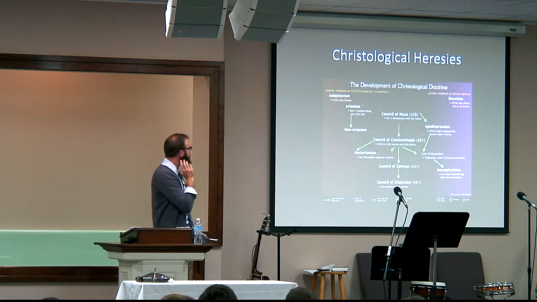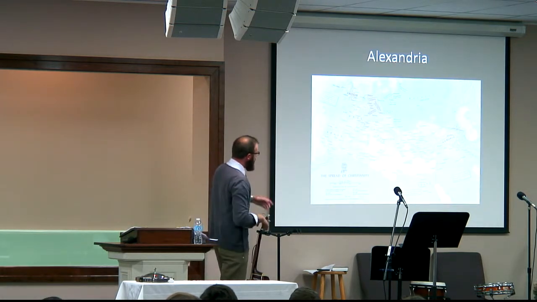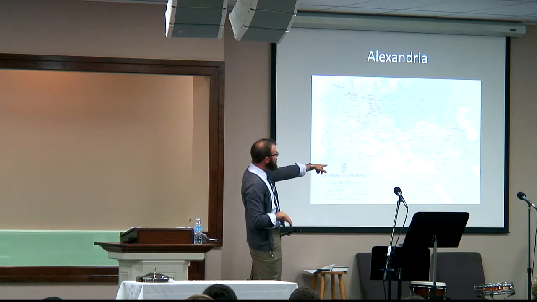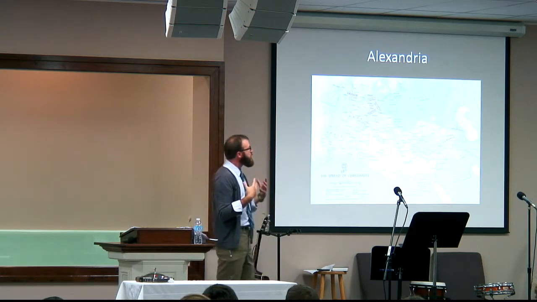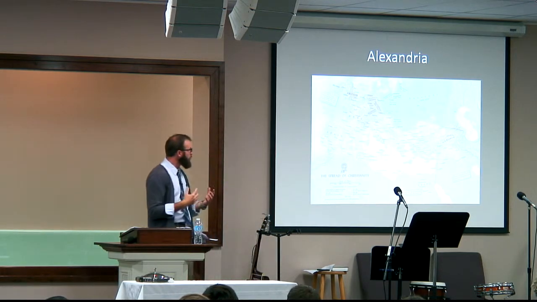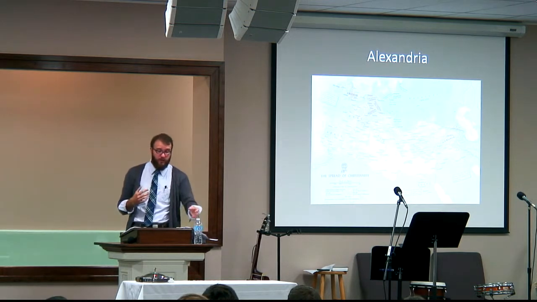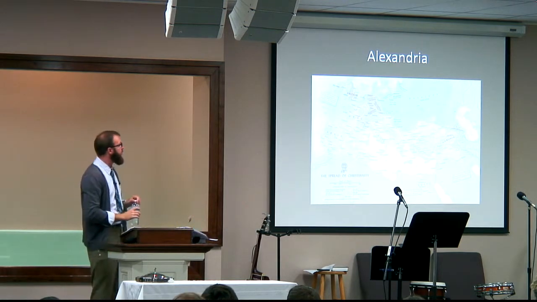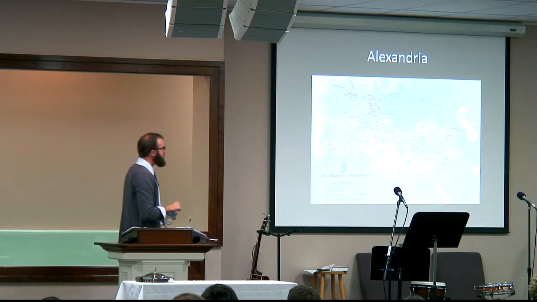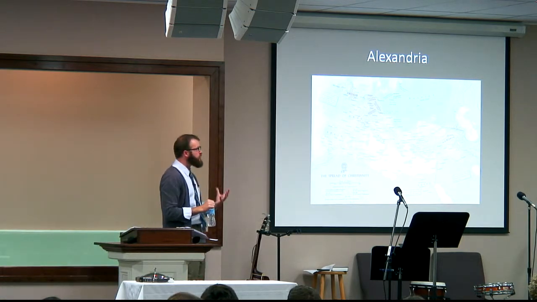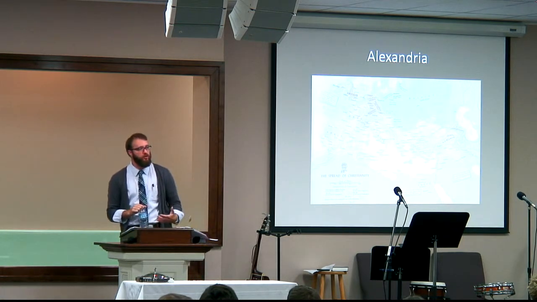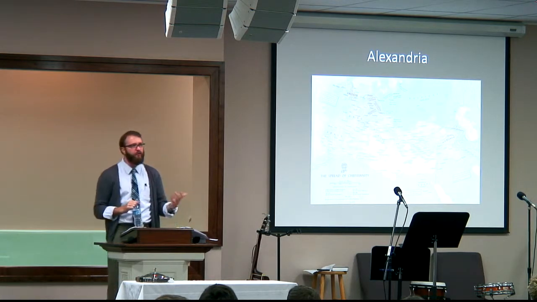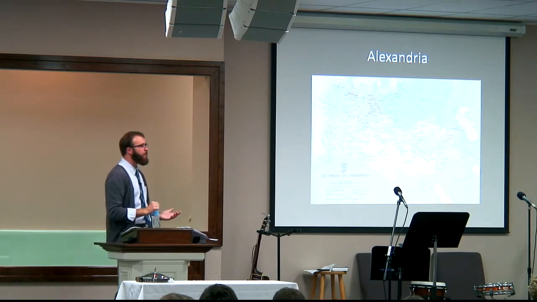Okay, next slide. All right, so Alexandria. Alexandria is located in the Nile Delta down in Egypt. It's the second great city of the Roman Empire. In many ways, it's the first great city. It was probably the most populous city at this time period, and it was the city that had the most cosmopolitan atmosphere. You have over 1 million Jews. That's just Jews. The city probably had 4 to 5 million people in it.